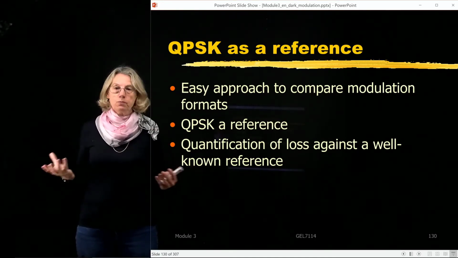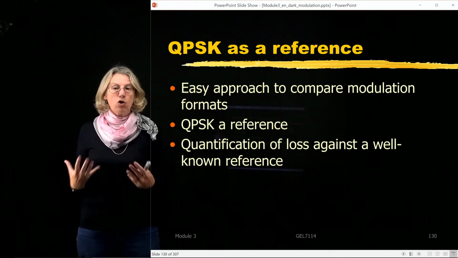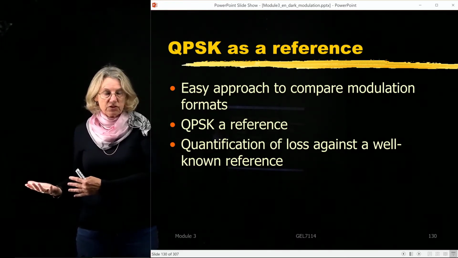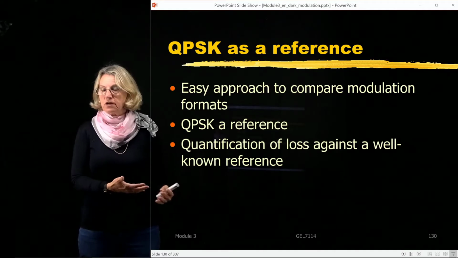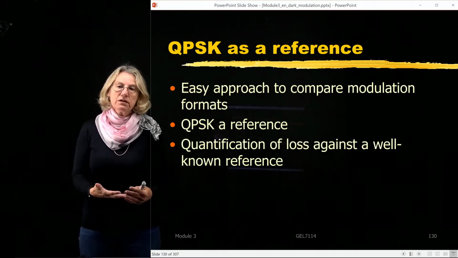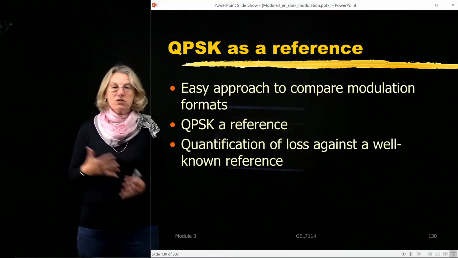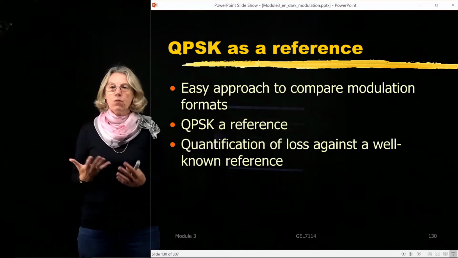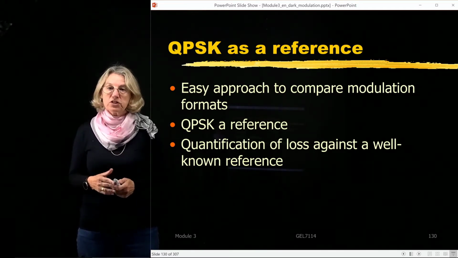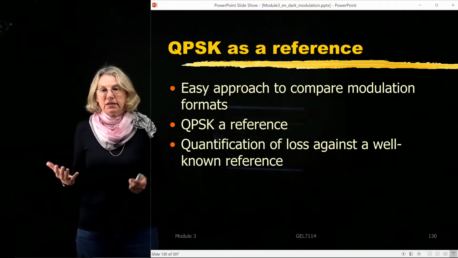So if everybody knows QPSK, everybody has a good feeling for how good it is, what kind of signal-to-noise ratio it takes to achieve a certain quality of transmission. Well, then if I say this is 3 dB worse, 4 dB worse, it's an easy way to get an intuition for the next modulation format, which may be less common, less well known.